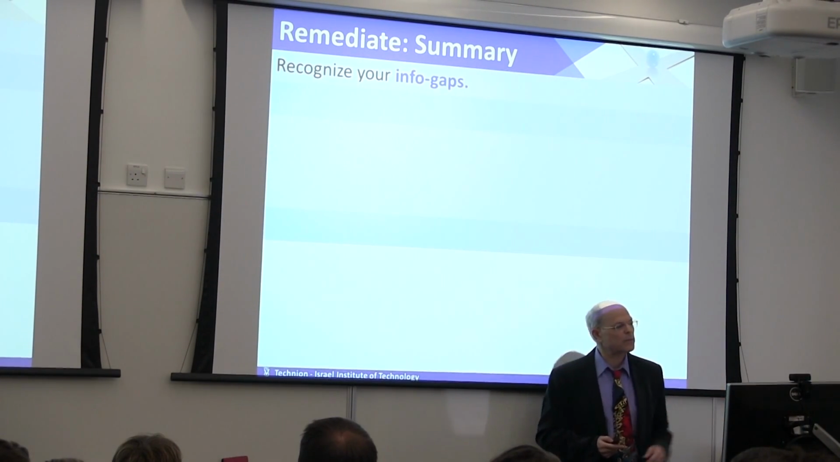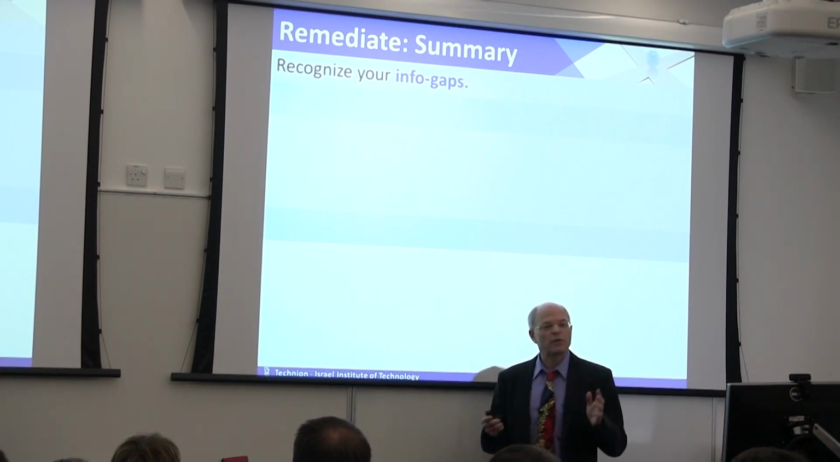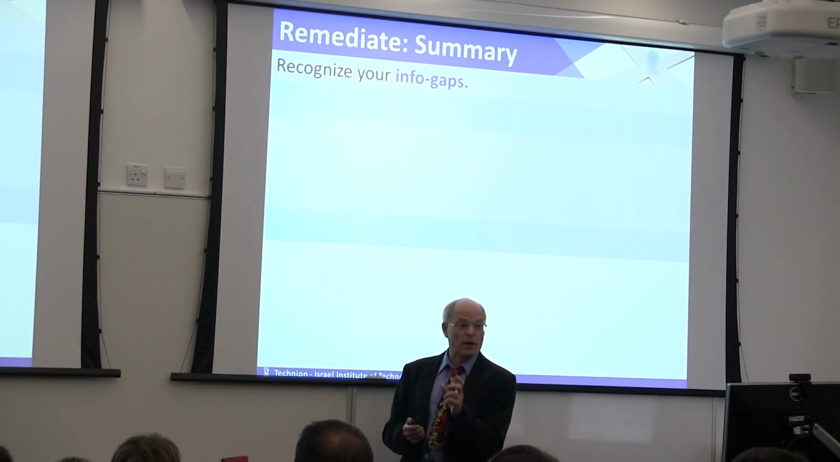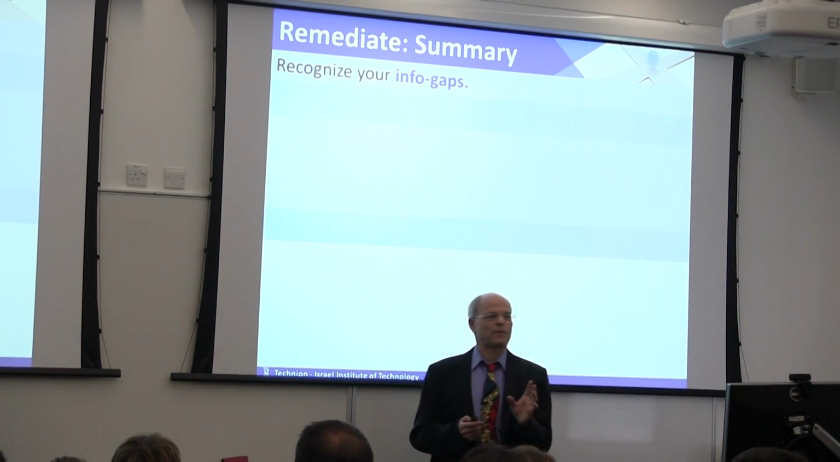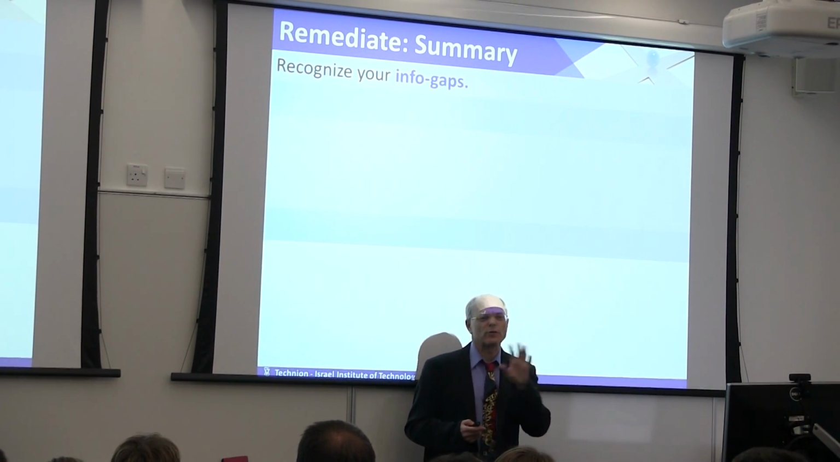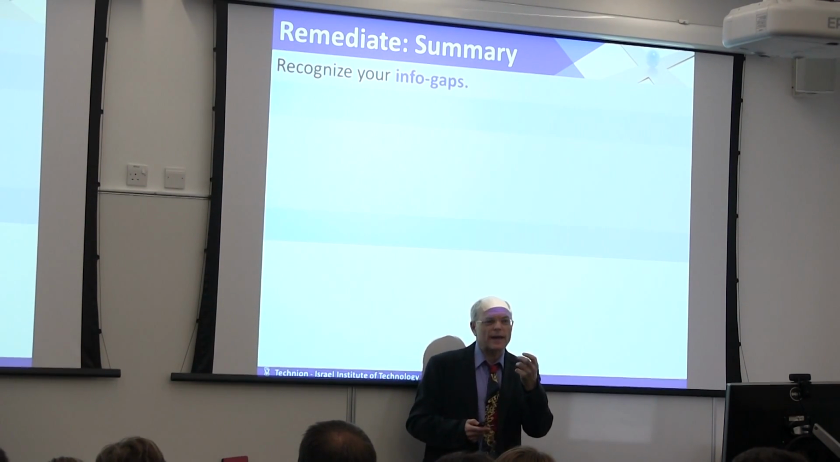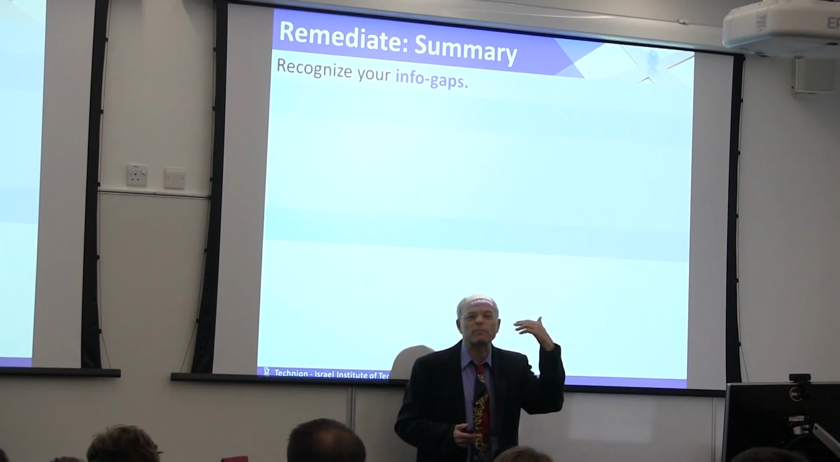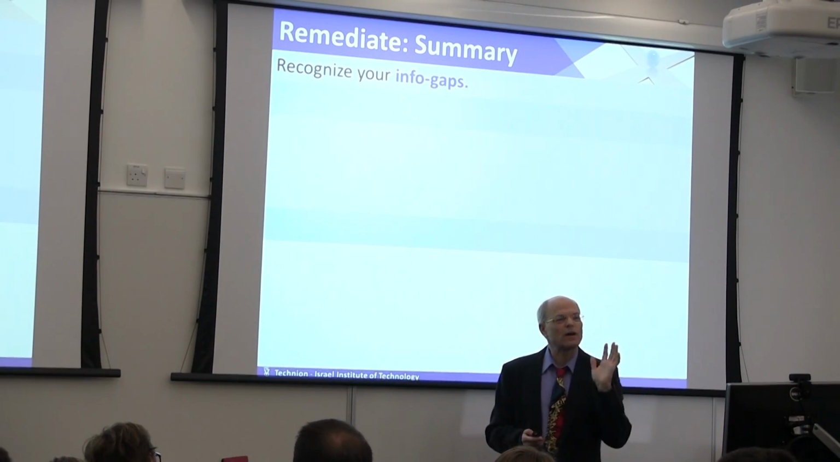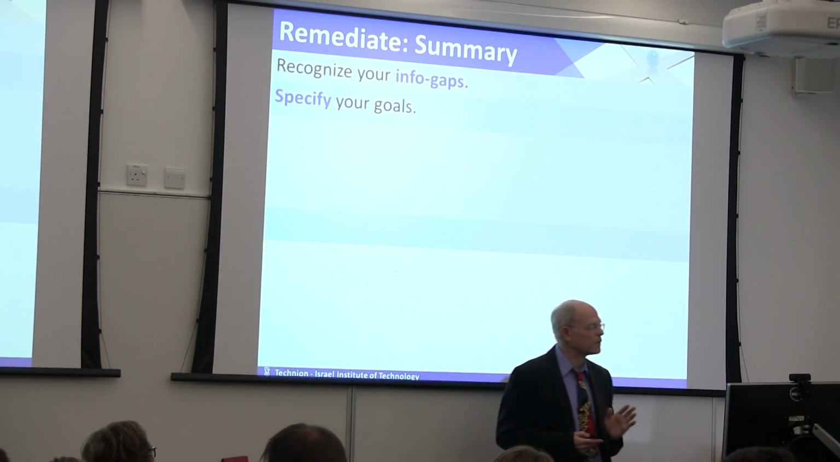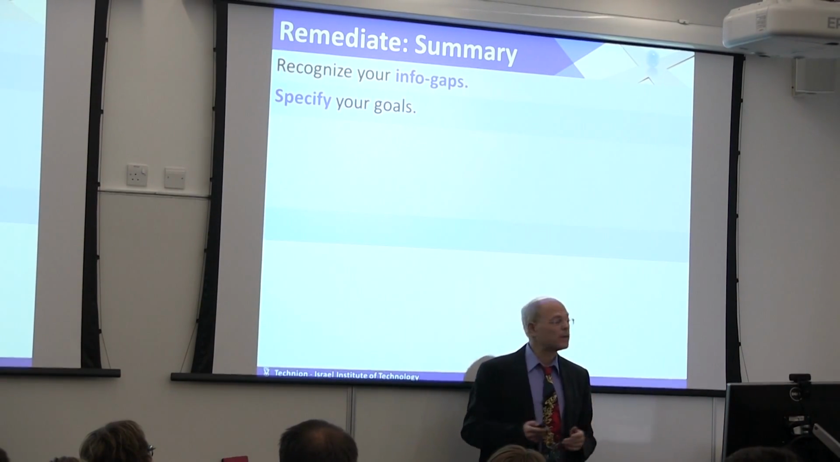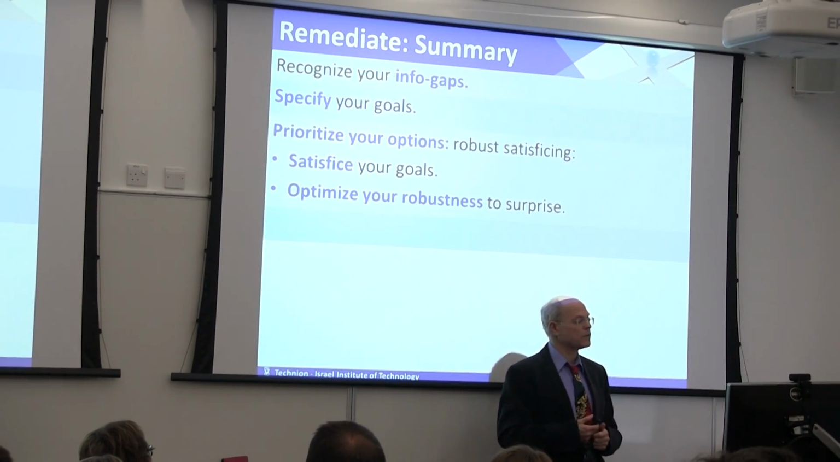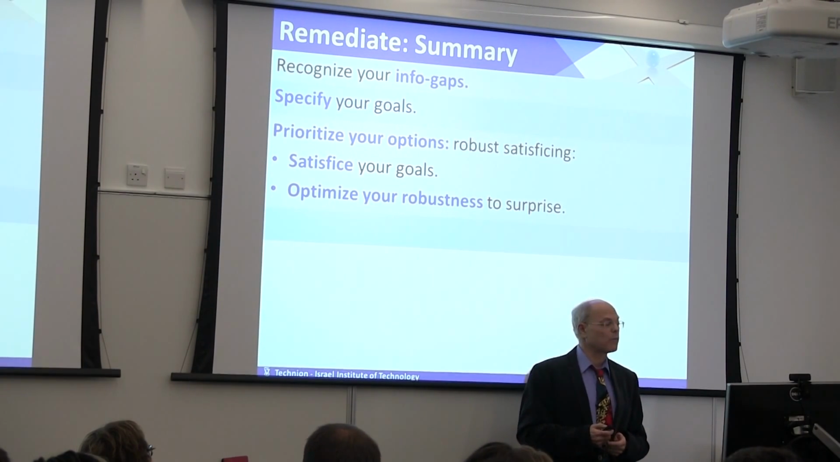But just to summarize the remediation example, the first thing, and this is the subtle uncertainty part, is recognize your info gaps. That doesn't mean know what you don't know, but try and understand what it is that you don't know. Try and understand the unboundedness, the unbounded potential of the Shackle-Popper indeterminism. Specify your goals, which may be uncertain. And prioritize your options by maximizing your robustness.